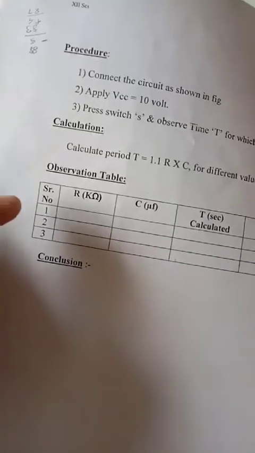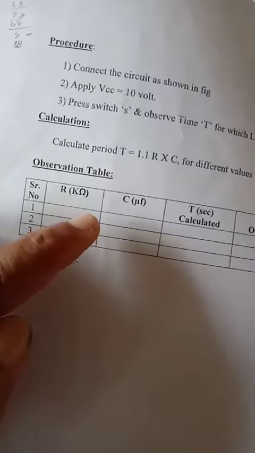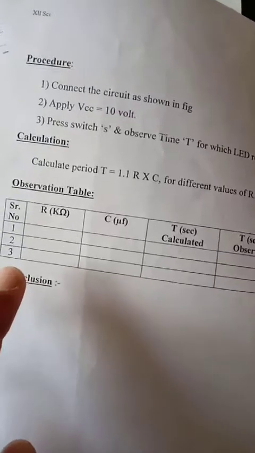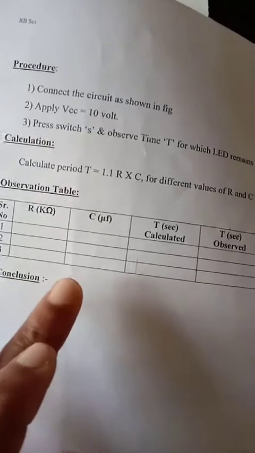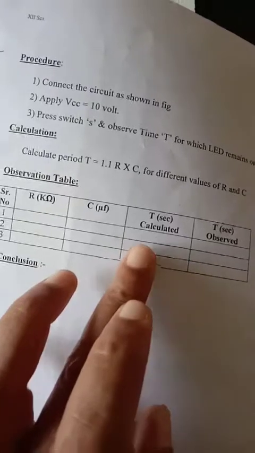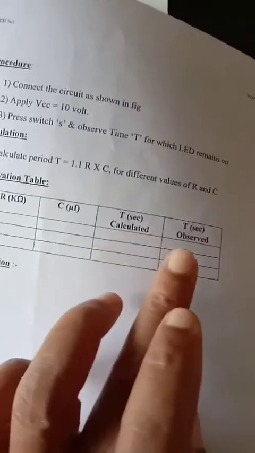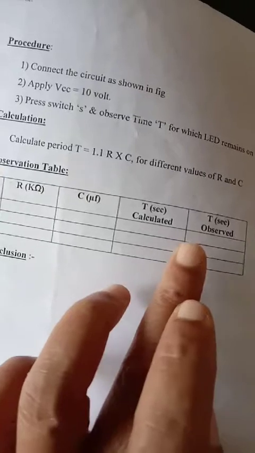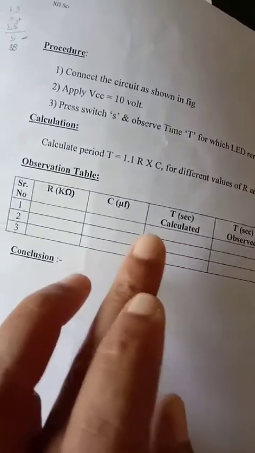Here we have to change different values of R, and C is a fixed value, 100 microfarad. Then we first have to calculate the time interval, time period T is equal to 1.1 R into C. The calculated time is written in this column, and the observed time, that is the time for which the LED is on, we have to observe and write here. So observed time and calculated time should be nearly equal.